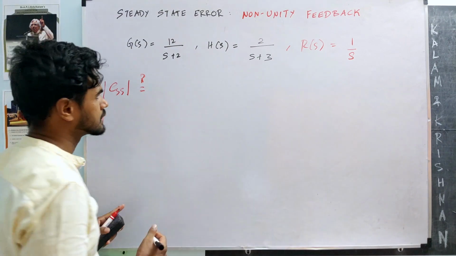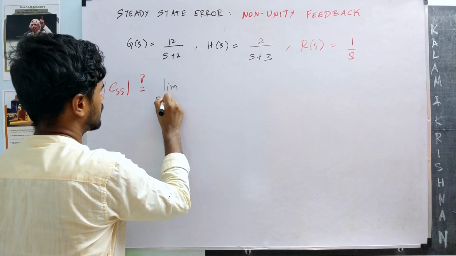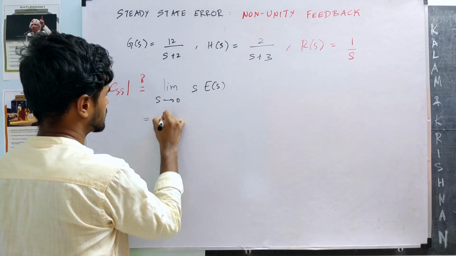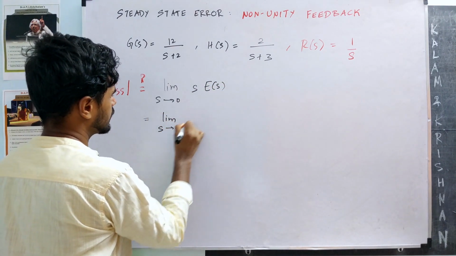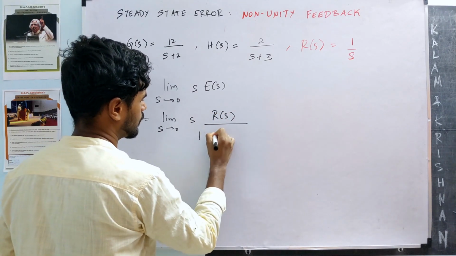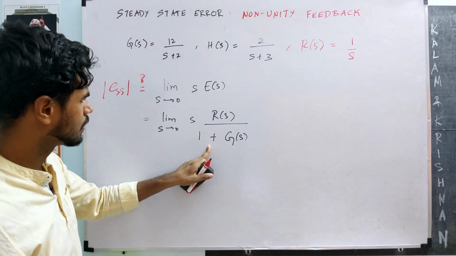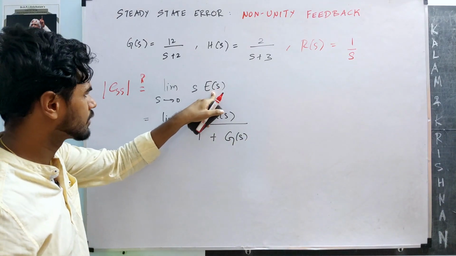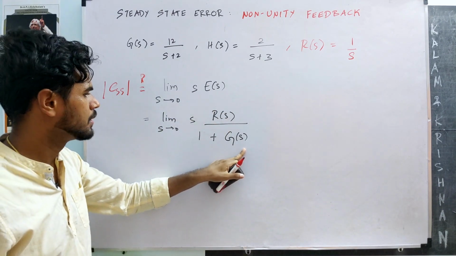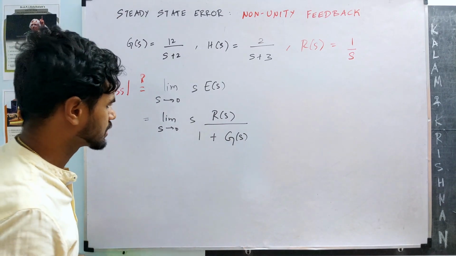A quick solution is this. We want this, and this is based on the final value theorem: limit s tends to 0, s times E(s). Here E(s), the Laplace transform of the error signal, is R(s) by 1 plus G(s). That is correct if the system is a unity feedback system, but here it is not. So we need to make a modification here.